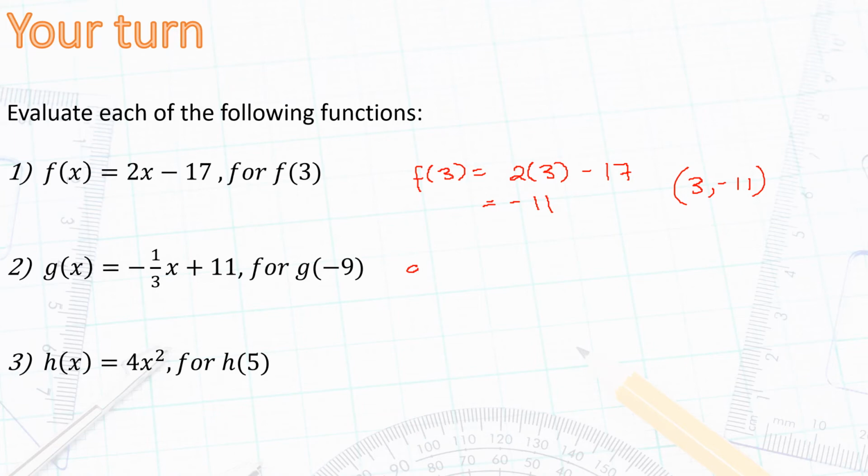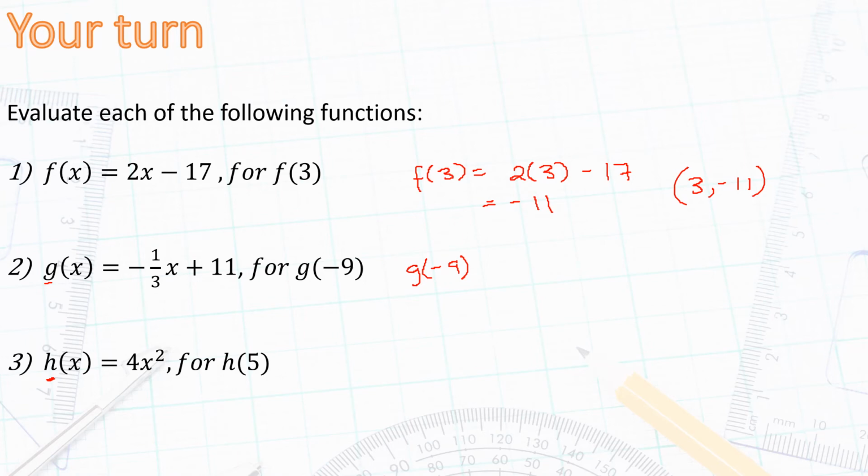g of negative 9. So remember, the letter at the beginning does not matter. It's just telling us this is a function. It may be f, it may be g, it may be h. It can be any letter in the alphabet, basically. You probably won't see something like x of x, or y of x. You will probably avoid the x's and y's because they have meaning in other places.